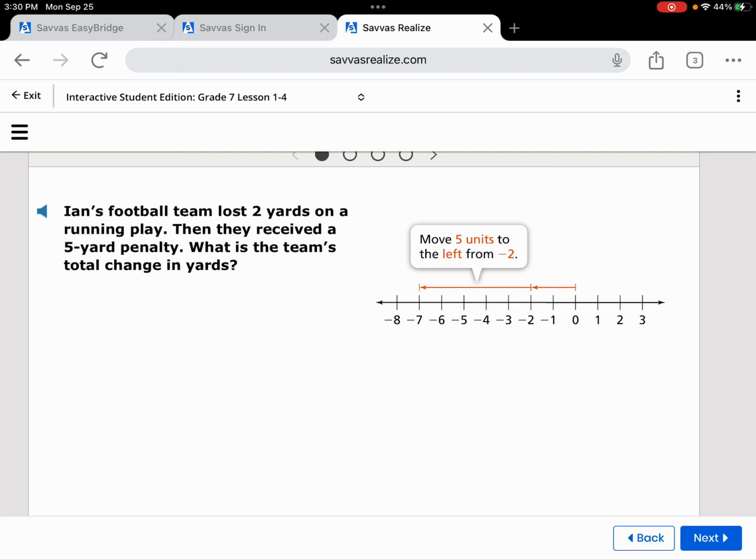Ian's football team lost 2 yards on a running play. Then they received a 5-yard penalty. What is the team's total change in yards?